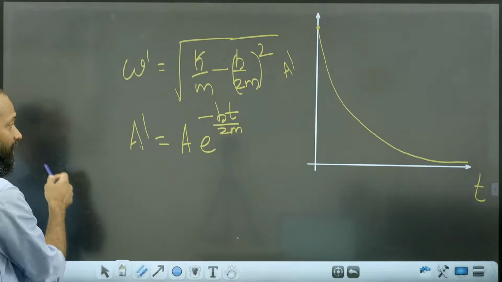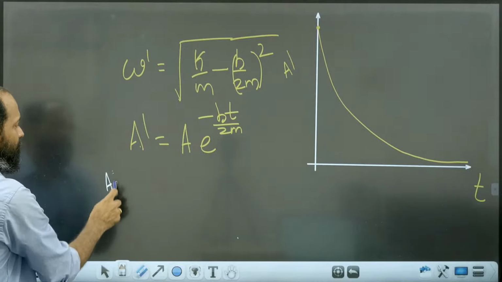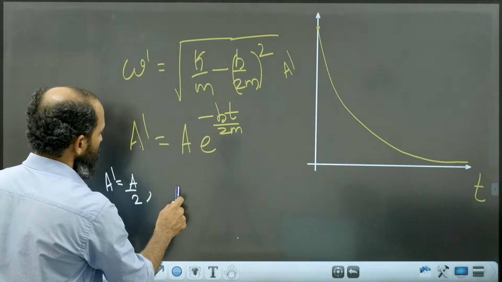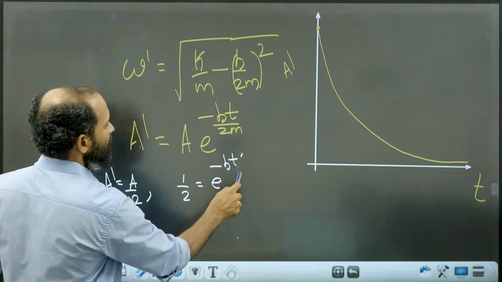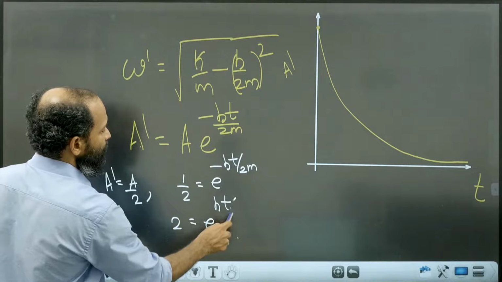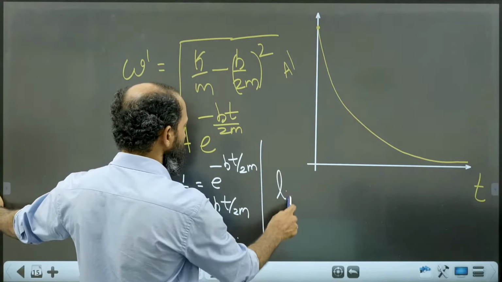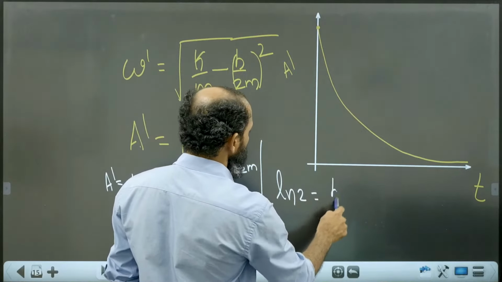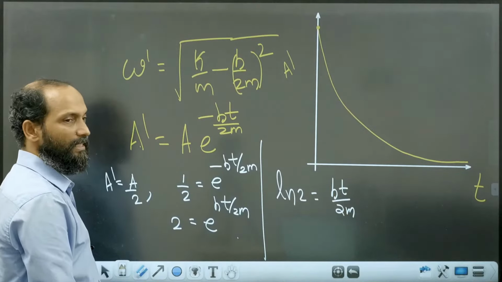After what time interval does the amplitude become half? That is, A dash is equal to A by 2. Put A dash equal to A by 2. Then you get 1 by 2 equal to e raised to minus bt by 2m. So 2 equal to e raised to bt by 2m. Then take the natural logarithm on both sides. Log 2 equal to bt by 2m. Log e is 1. That's why.